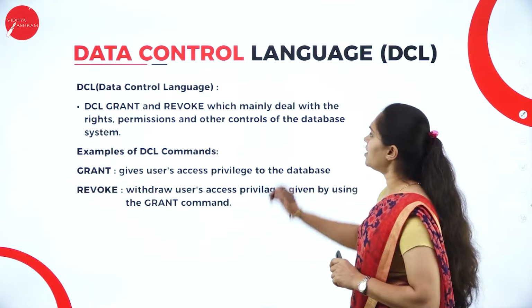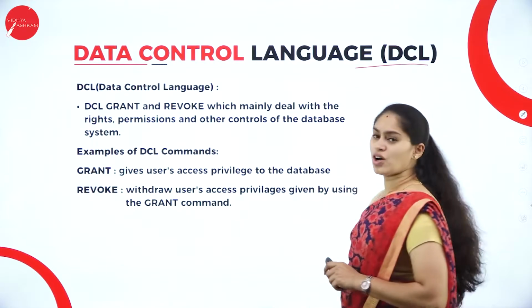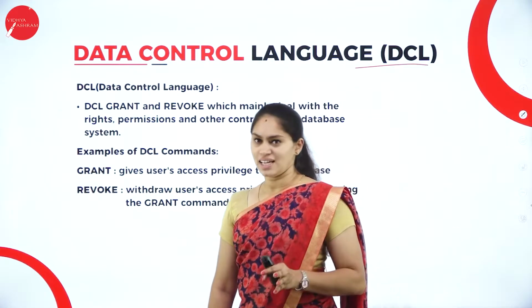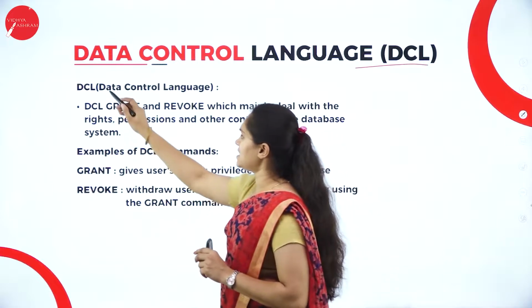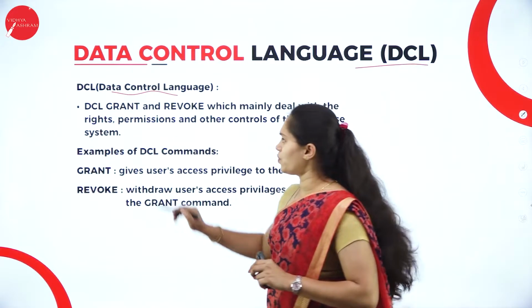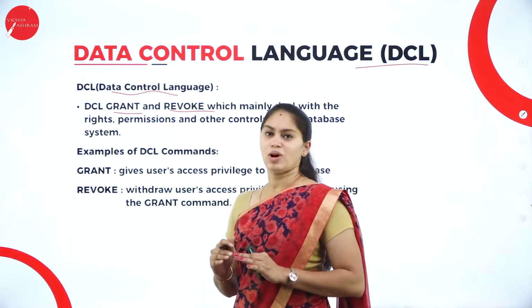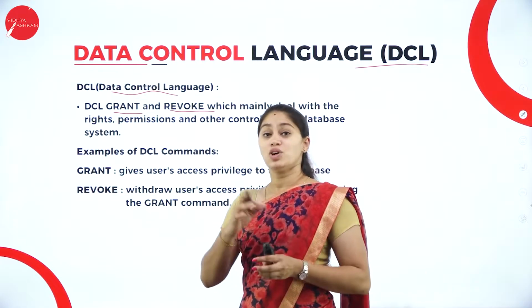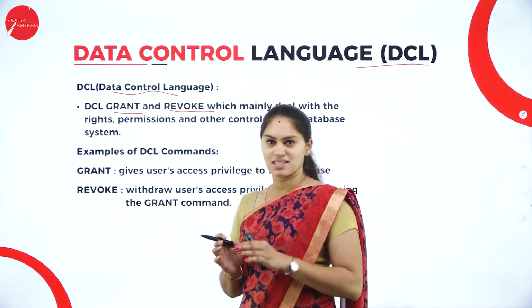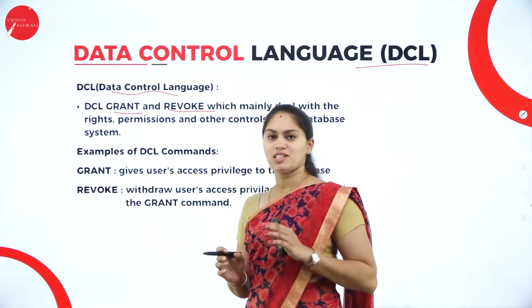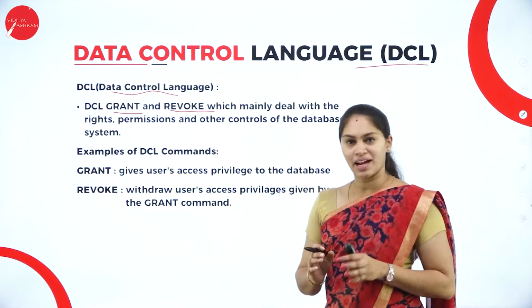So next we have the data control language. In short, it will be considered as what? DCL. In this DCL, we have two commands. One is grant and another one is revoke. It's like blocking and unblocking. That means if it is blocked, nothing can be accessed. If it is unblocked or normal, we can access some data out of that.